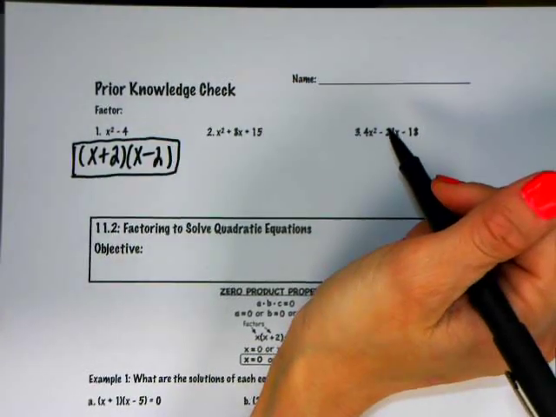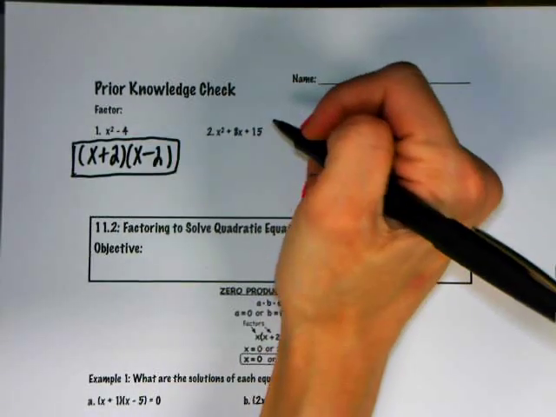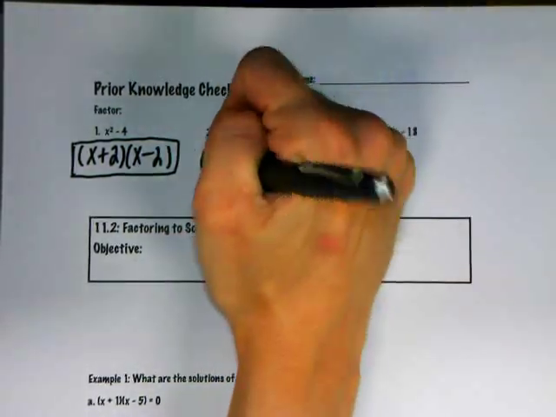All right, number 2, is there a GCF? No, 3 terms, so just find the two numbers because there's nothing in front. So what are the two numbers? Yeah, 5 and 3.